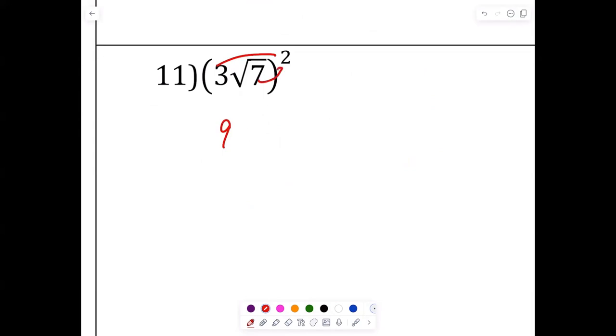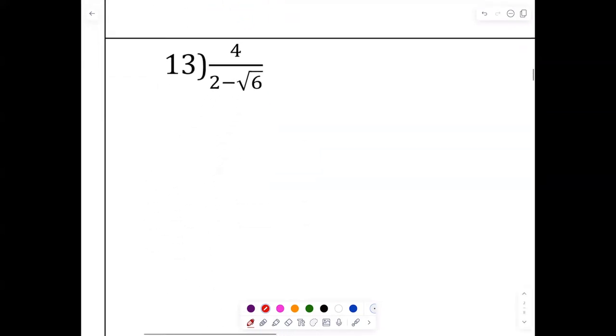Square root of 7 squared. 9 times 7. All right, anybody have any issues with that? Now on the test tomorrow, let's say you go, oh my gosh, I'm not real sure about this one. You can type that on the calculator: parentheses, 3 radical 7, close parentheses, squared, and it'll tell you what's the answer. 63. All right, any question?